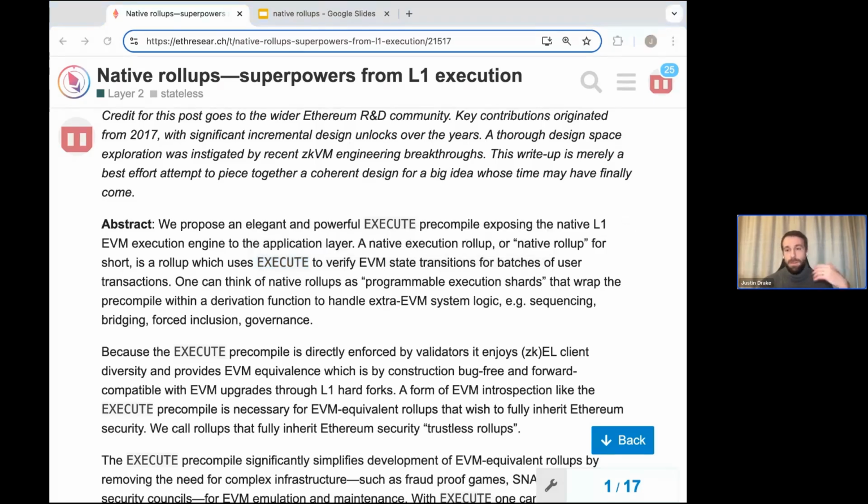But if you are a rollup that's just trying to be EVM equivalent, then there is a pathway for you to remove your fraud-proof game or remove your SNARK circuit, and instead just use this one line, a precompile, for the state transition specifically.